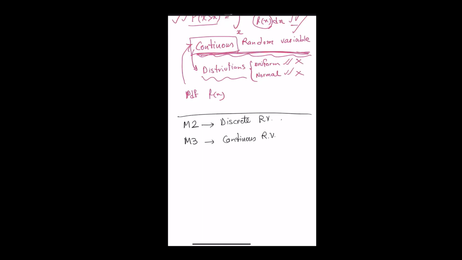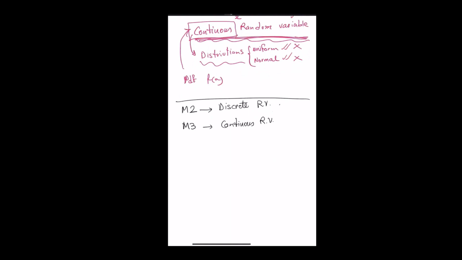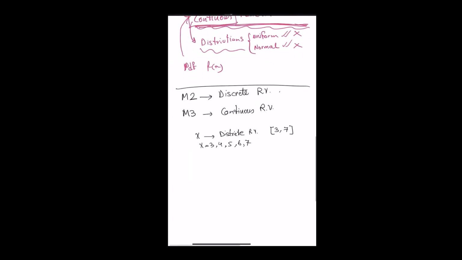For example, if I tell you a random variable x is a discrete random variable, and x is between 3 and 7, what are the possible values that this random variable can get? 3, 4, 5, 6, 7. 5 possible values.